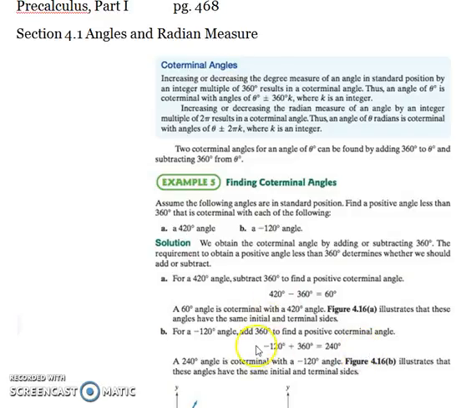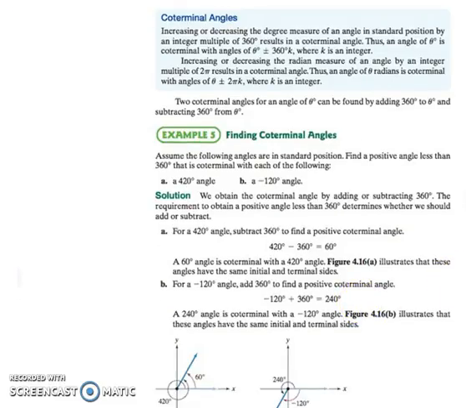So for negative 120, if we add 360 to that, this negative 120 is already within 360 and negative 360, but since it's negative, we need to find a positive one. So negative 120 plus 360 gives you 240. And that means that negative 120 degrees, which means you go down clockwise 120 degrees, and positive 240, which means you go counterclockwise 240 degrees, are going to be exactly the same angle.